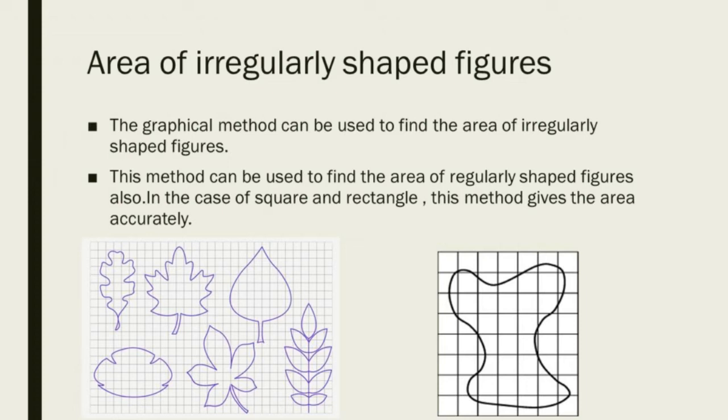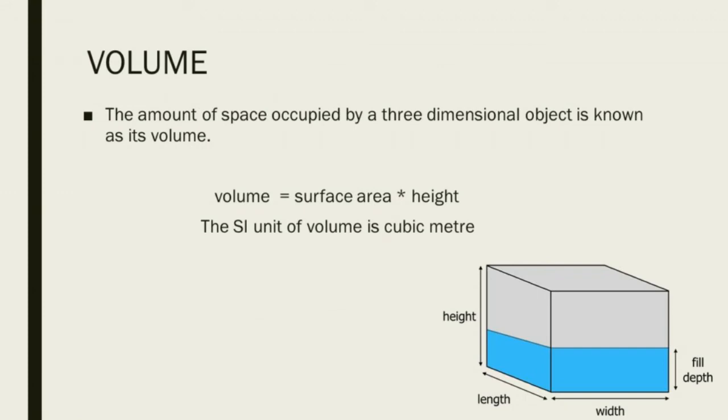We can find the area of these objects with the help of a graph sheet. The graphical method can be used to find the area of irregularly shaped figures. This method can be used to find the area of regularly shaped figures also. In the case of square and rectangle, this method gives the area accurately. Now we are going to see the next derived quantity, volume.